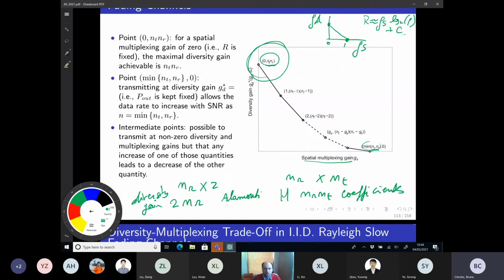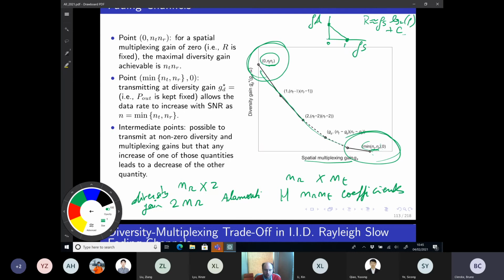On the other hand, you have other codes that have a higher multiplexing gain, but would have a low diversity gain. And then you have codes that can evolve over this whole domain and that can achieve that. We'll see this later on as well. We'll briefly mention that.